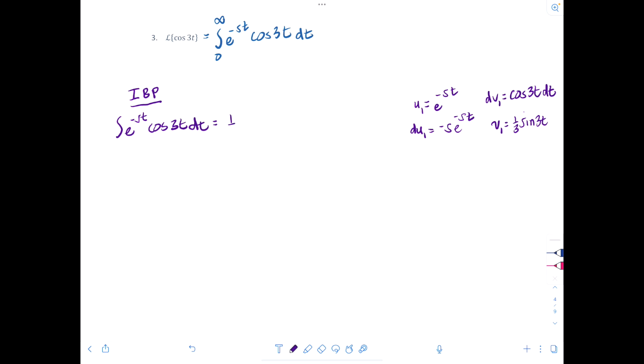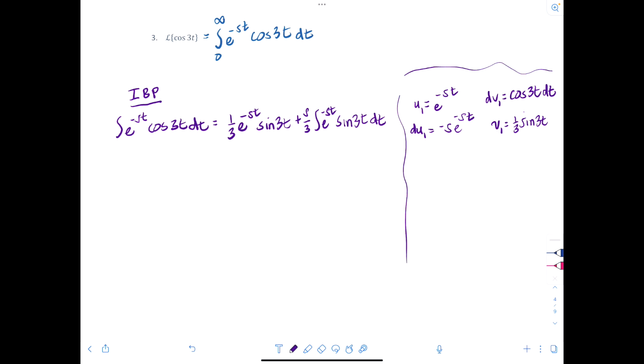So we'll get 1/3 e to the negative st times sine at 3t. And then minus the integral of v du. But we'll have minus a minus to make it plus. And then we'll bring the 1/3 on the outside. And actually, we can also bring the s from du1 to the outside. And then what we'll have left is the integral of e to the negative st times sine at 3t dt.